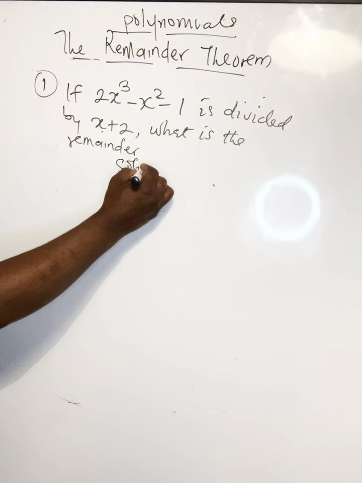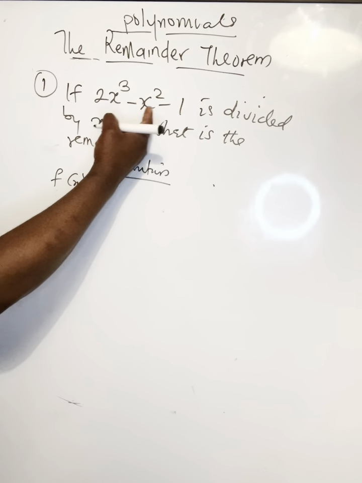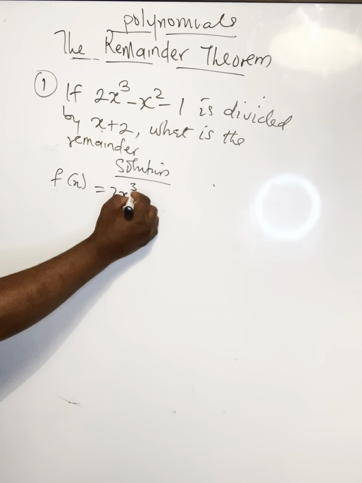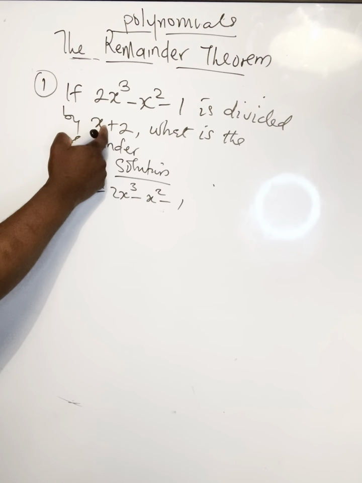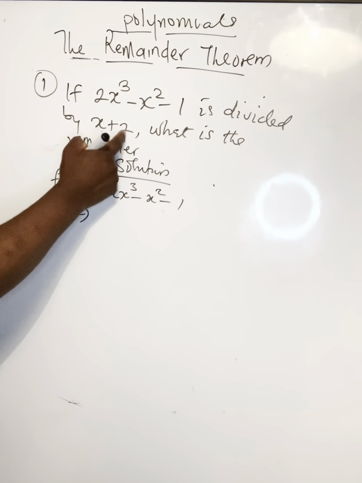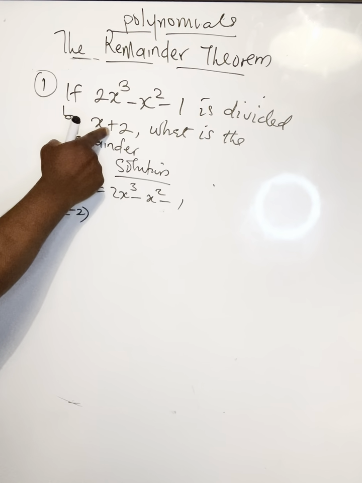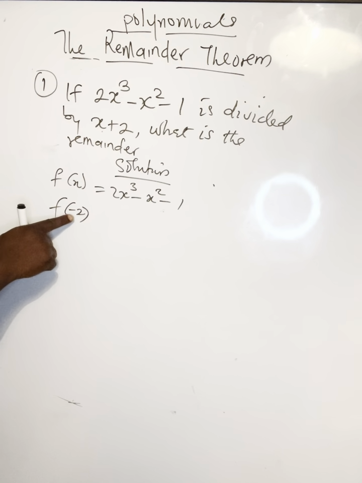Now, solution. This is very simple. I'm going to write function of x, the main polynomial expression, 2x raised to the power of 3 minus x squared minus 1. Then this is the linear divisor. If you equate it to 0, x is equal to minus 2. So I'm going to solve with minus 2 as the value of x, and whatever I get will be equal to the remainder. That is all about the theorem.